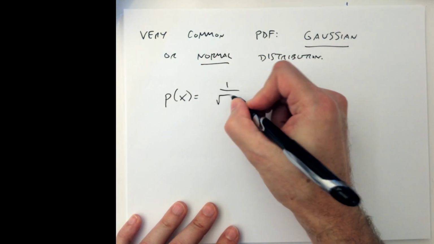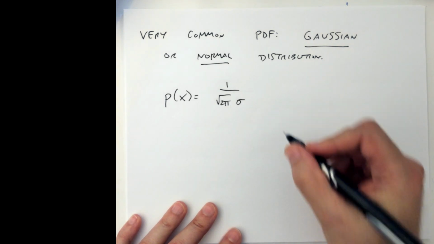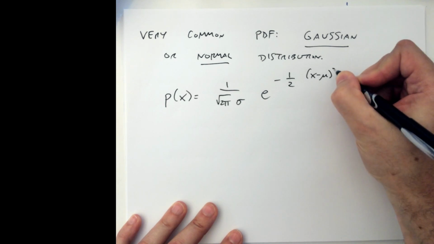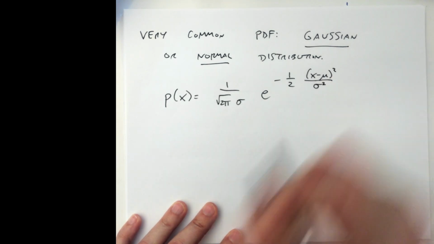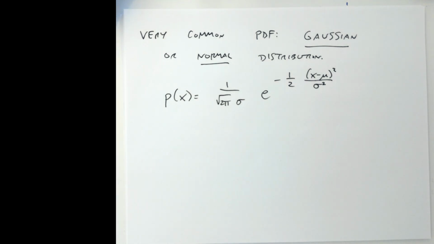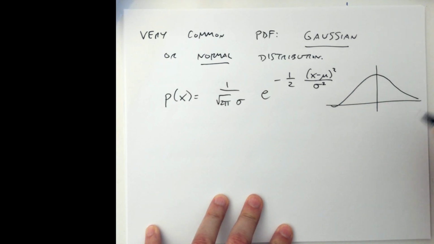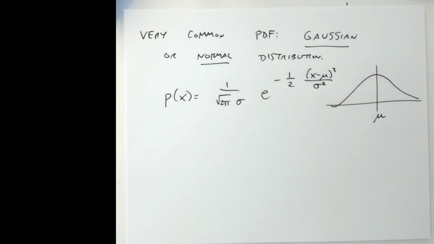This is just in one dimension: 1 over square root 2 pi sigma, e to the minus 1/2 (x minus mu) squared over sigma squared. Right, so this is your old friend, the bell curve, a symmetric distribution around the mean mu. The smaller sigma is, the tighter the peak is, and the bigger sigma is, the wider the spread is.